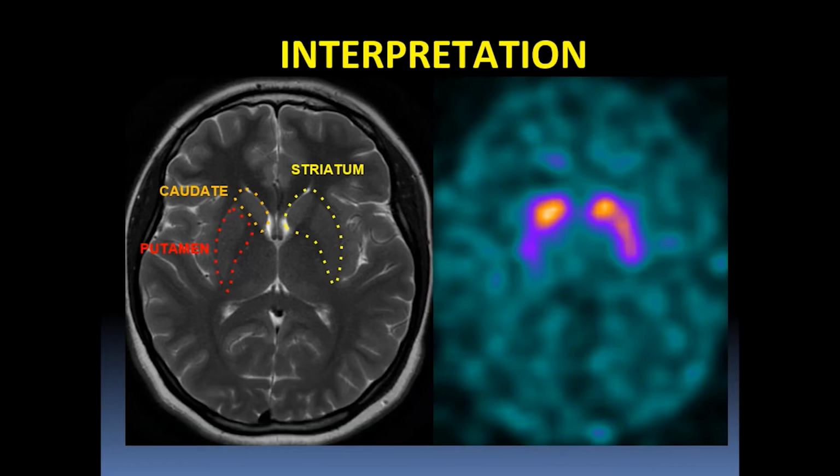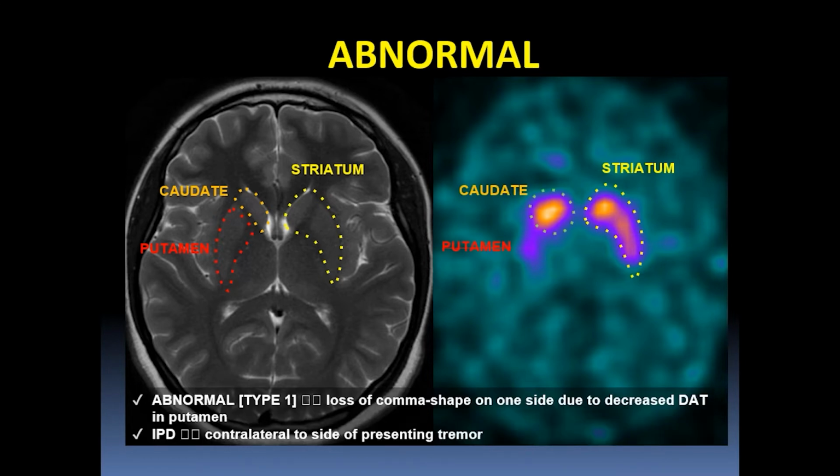So let's review a case of abnormal. Here you can see a difference from what we saw previously. On the patient's left side, you see a normal comma-shaped uptake corresponding to the striatum. But on the right side, you see a loss of that normal comma shape. What you have now is more of an oval or round shape, and this is usually the earliest abnormality seen. This is decreased uptake in the putamen.